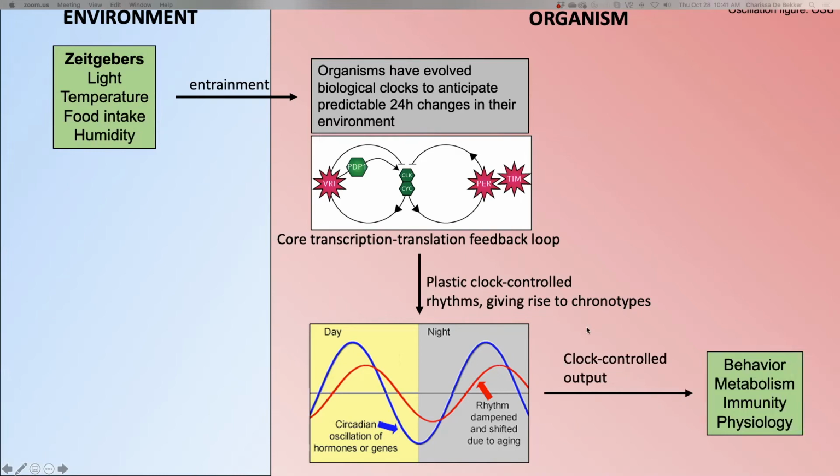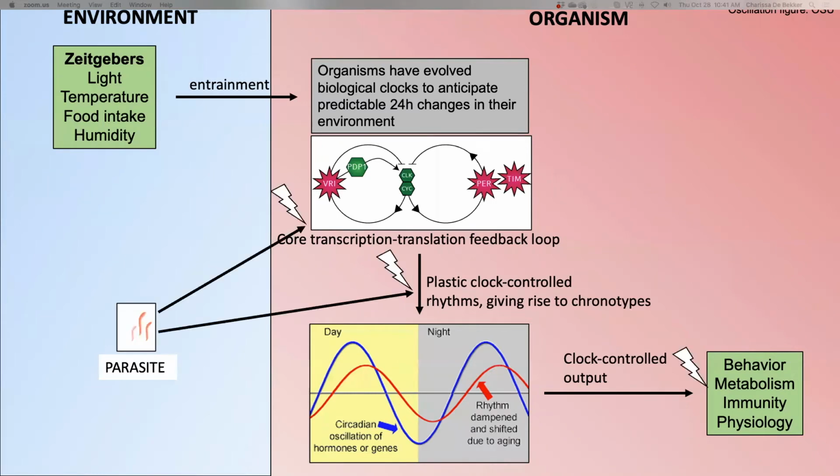And as such, these rhythms aren't just there. Their output can be behavior, like I told in my example, but also metabolism is controlled by this, immunity, physiology, and so on. So this leads to these daily rhythms in these different types of phenotypes.